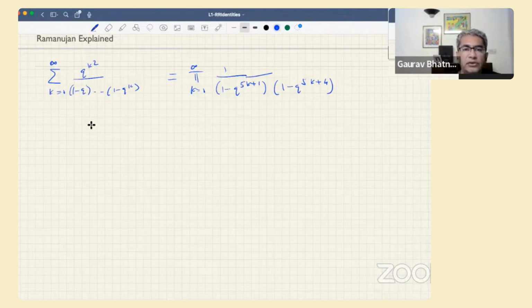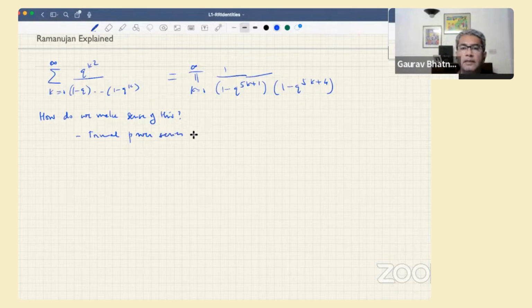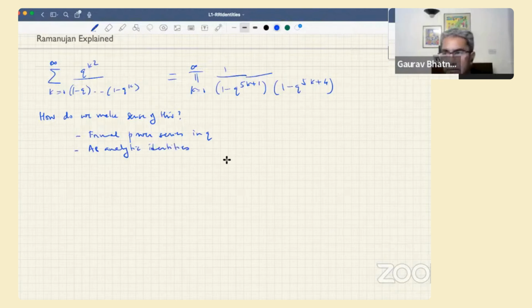So how does one make sense of something like this? There are two ways essentially. One way is to look at them as formal power series in q, and the other way is as analytic identities. Both are useful, and we will cover both of them. This one is more algebraic. So this could be method one, and this is method two.